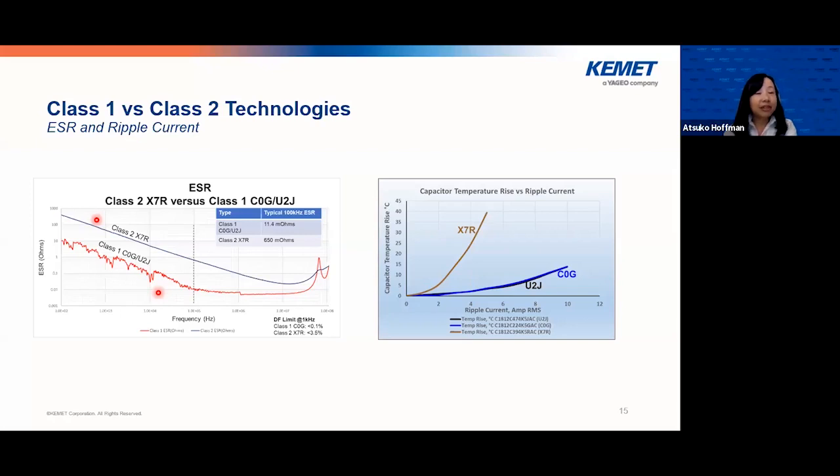And because of this low ESR, you see on the graph on the right-hand side that the ripple current capability of the class 1 C0G or U2J is much higher than X7R class 2 capacitors.